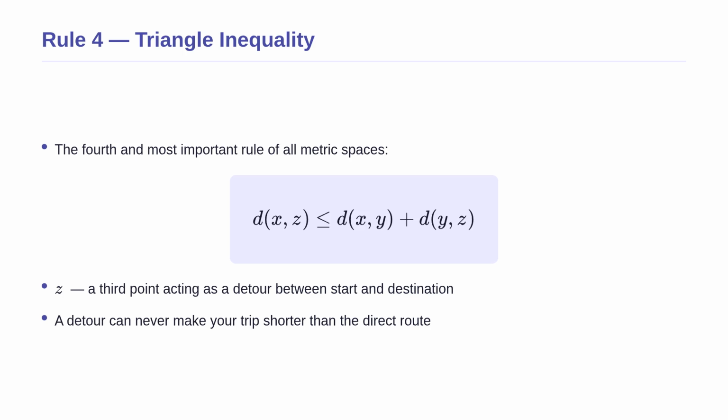Finally, we reach the fourth and most important rule of all metric spaces, the famous triangle inequality. Here, we introduce a third point, which acts as a detour between our starting point and our destination. The formula states that the direct distance from the start to the destination will always be less than or equal to the distance of taking a detour. In plain English, taking a detour can never make your trip shorter than taking the direct straight line route. This rule is the absolute backbone of metric space theory.